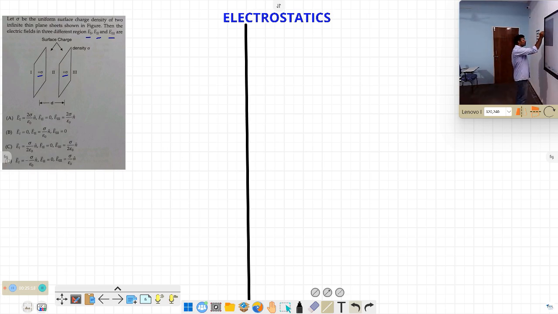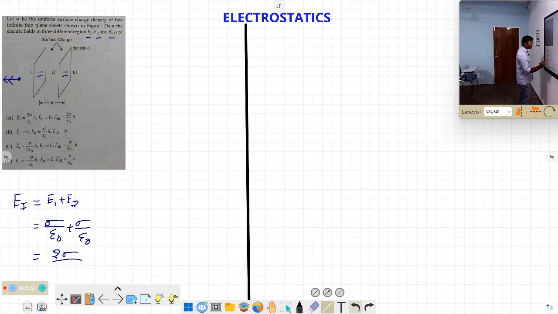First, to understand this, take the first region. In the first region, as we already discussed, for the positive charge density the electric field will be in this direction. Similarly, the second charge density is also positive, so its electric field at this point will be in the same direction. Both are in the same direction. So the electric field in the first region is due to the first and second, which we can write as E1 plus E2. So I can write sigma by epsilon naught plus sigma by epsilon naught, which gives 2 sigma by epsilon naught. Sorry, the value is actually sigma by 2 epsilon naught each.